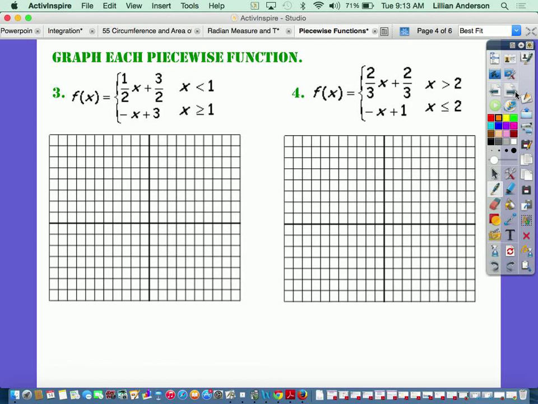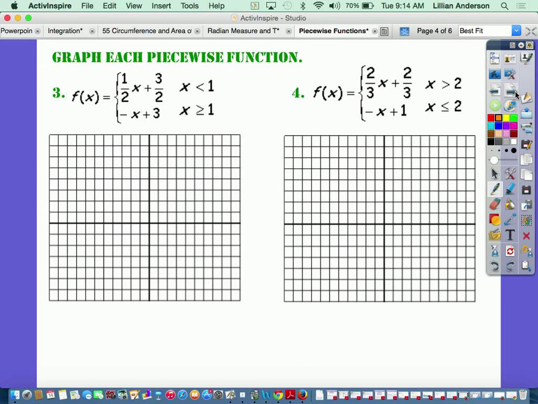Linear functions look like a what? Look like a line. So you're going to be graphing a line for the first function, and I'm only concerned about the x values that are less than 1 here. What about my second function? What is that? Negative x plus 3. What kind of function? It's linear as well. You know it's not quadratic, it's not cubic, it's not quartic, it's not any other type of polynomial, because what's the degree here for this x? 1.